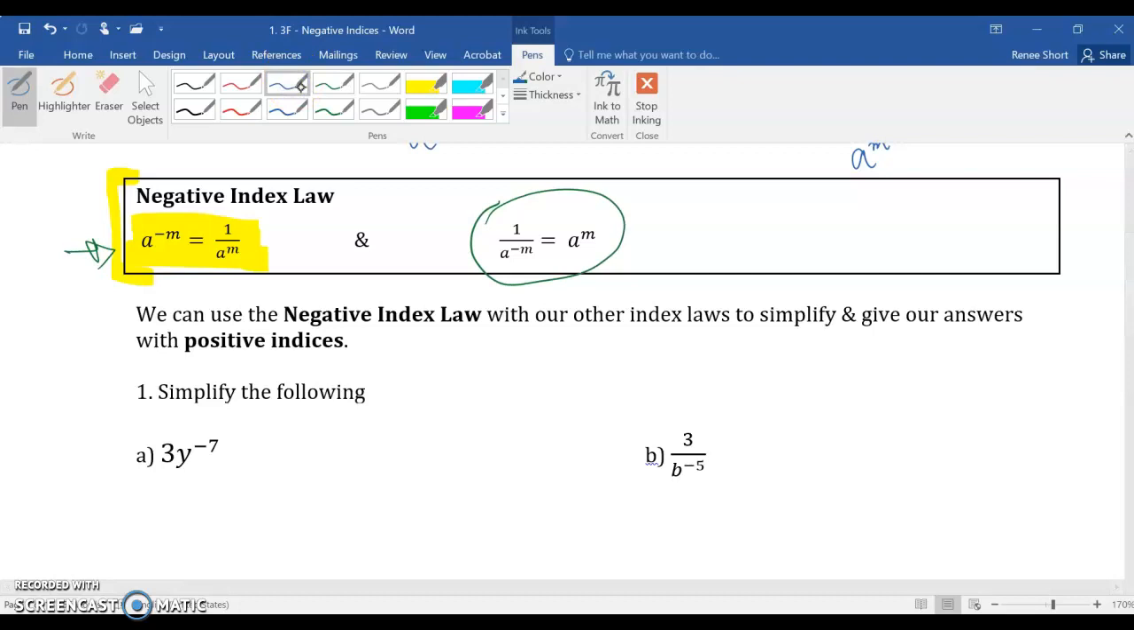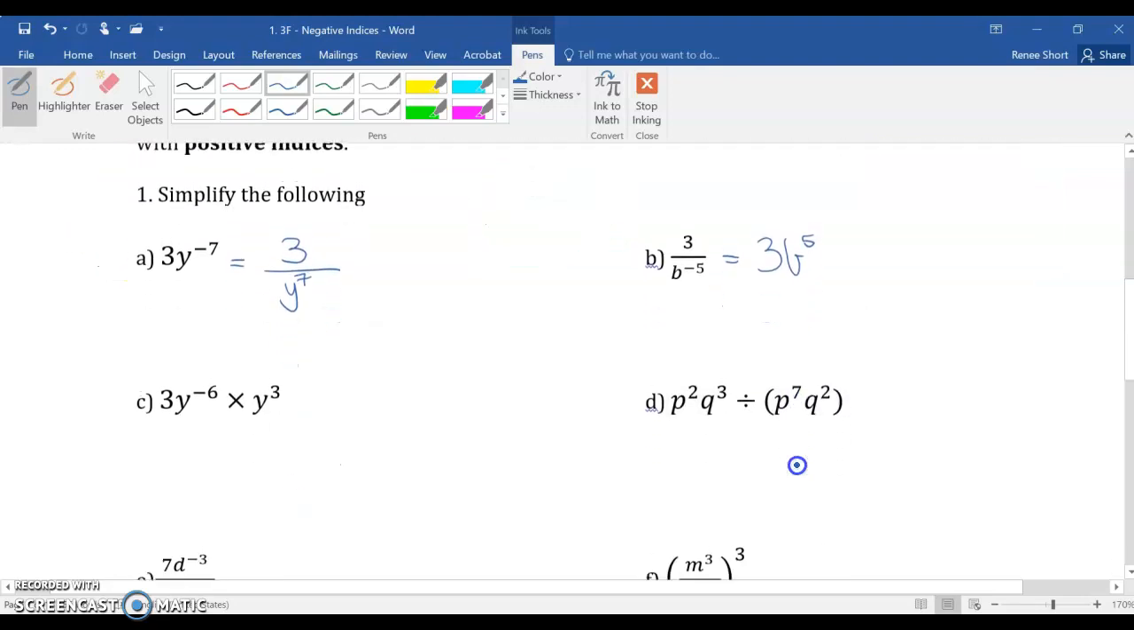If we start here with a, we've got 3 and then y to the negative 7. So we can leave that 3 on the numerator here, and y to the negative 7 would then go on the denominator of our fraction as a positive index. If we look at b, I've got 3 over b to the negative 5, and again we want to write this as a positive index. This is our example where we would move it to the numerator, and so we're going to say that is 3b to the power of 5.